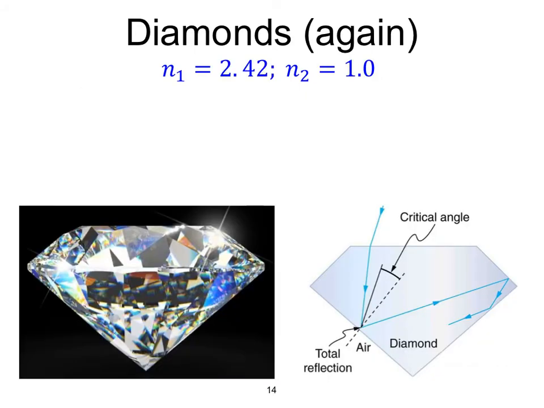In the last module, we noted that reflection, refraction, and dispersion all contributed to the optical beauty of a diamond due to its high index of refraction. But the real sparkle of a diamond occurs due to total internal reflection within the gem. Let's calculate the critical angle for diamond.